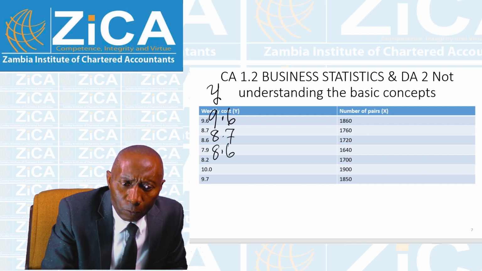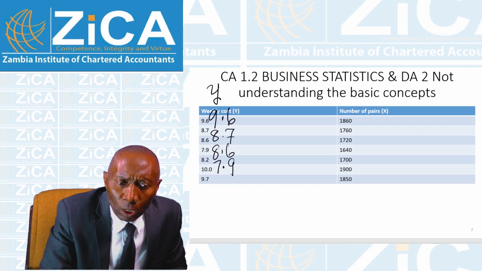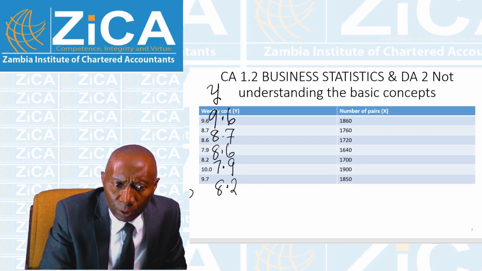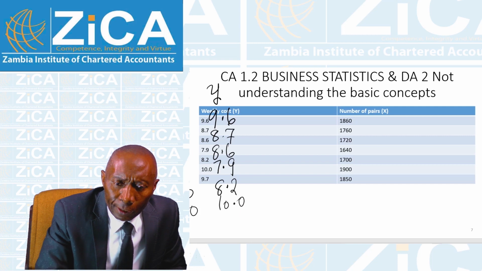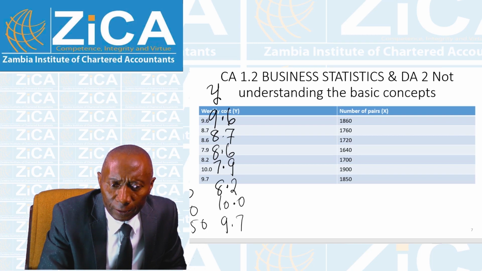You have 1,640. The corresponding value here is 7.9. You have 1,700. The corresponding value is 8.2. You have 1,900. The corresponding value is 10 in terms of the cost. Lastly, you have 1,850, and its corresponding value is 9.7.